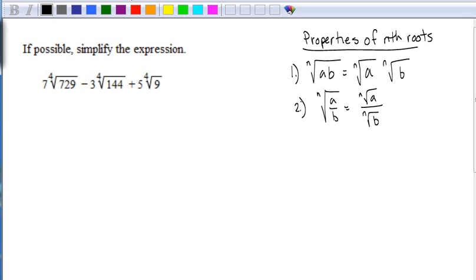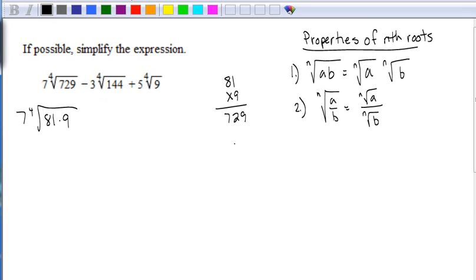Okay, so what I'm going to do is realize that 3 goes into, or maybe 9, because there's a 9 here, goes into 729. In fact, I think it's 81 times, because 81 times 9 is, yep. So this turns out to be the fourth root of 81 times 9.